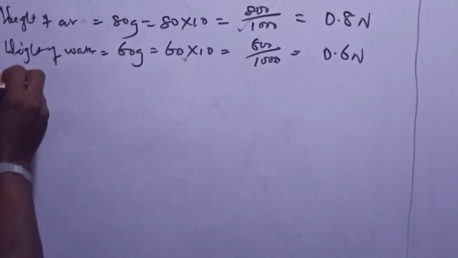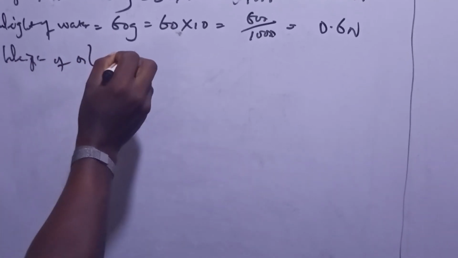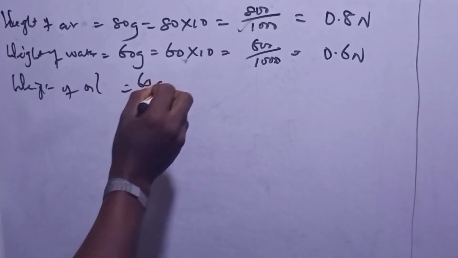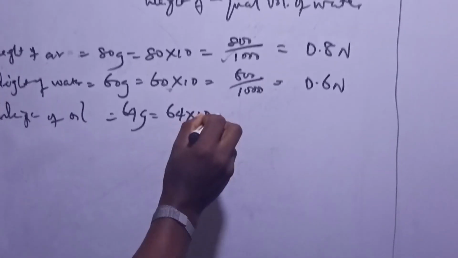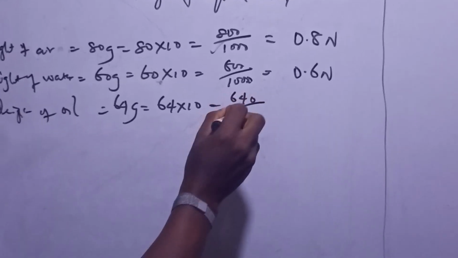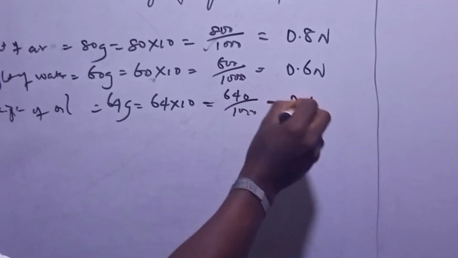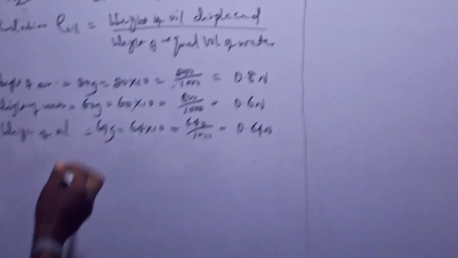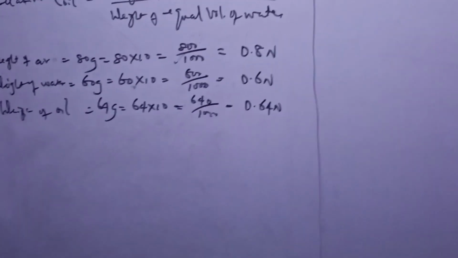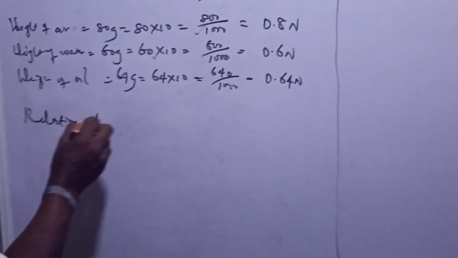We also have the weight of oil equal to 64 grams, which is 64 times 10, which is 640, divided by 1000. We have 0.64 Newton. Now, that is changing it from weight multiplied by 10 and divided by 1000. Now, I have the relative density.